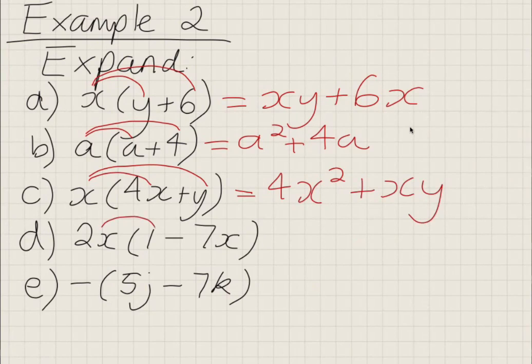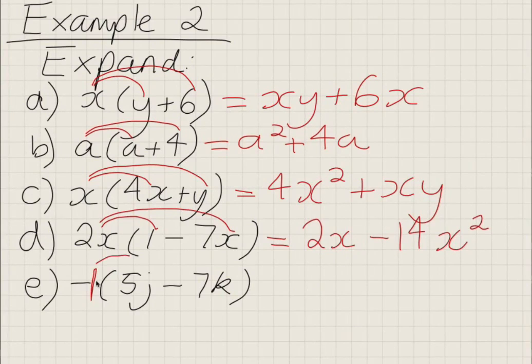Part D, 2x times 1, 2x times minus 7x. 2x times 1 is just 2x. 2x times minus 7x is minus 14x squared. Okay, and in part E, once again, there's a minus sign here, which means there is a 1 in front there. Minus 1 times 5j gives minus 5j. Minus 1 times minus 7k, minus minus gives a plus 7k.